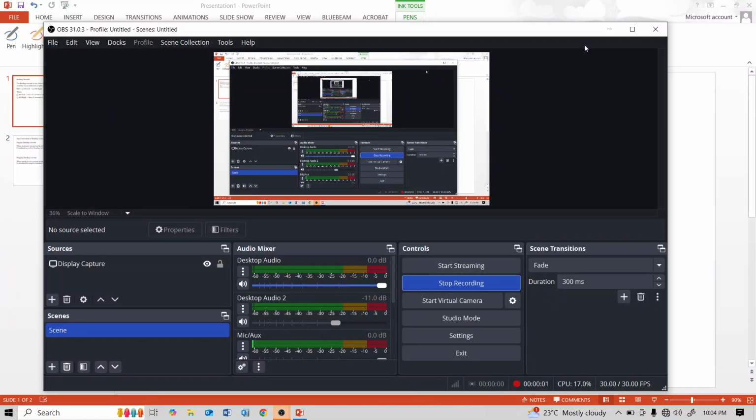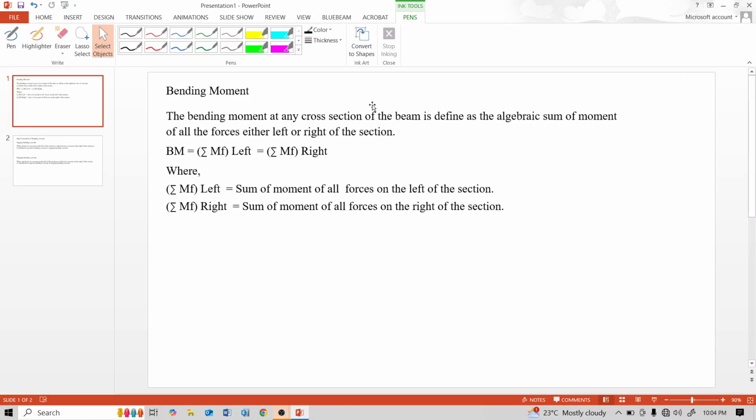Our today's topic is bending moment. The definition of bending moment is: the bending moment at any cross section of a beam is defined as the algebraic sum of moment of all the forces either left or right side of the section.